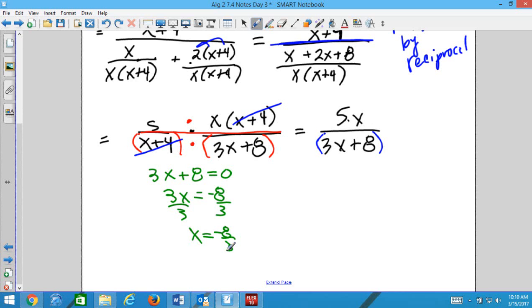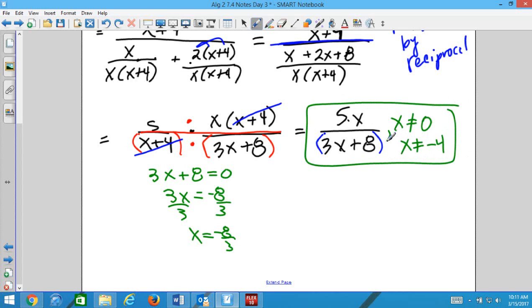So the exclusions that go in our answer are the ones from the beginning that are not the same as the end ones. x cannot equal 0 and x cannot equal, what was it? Negative. So when you're saying that these two expressions are equivalent, they're not equivalent at those spots.